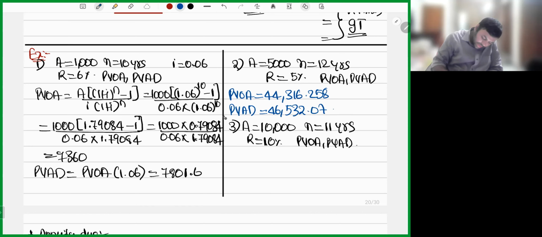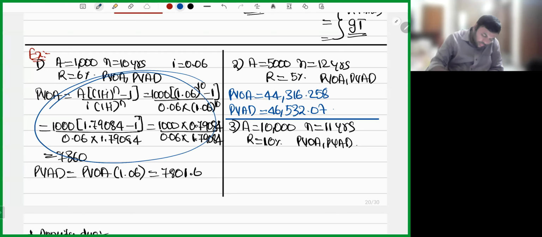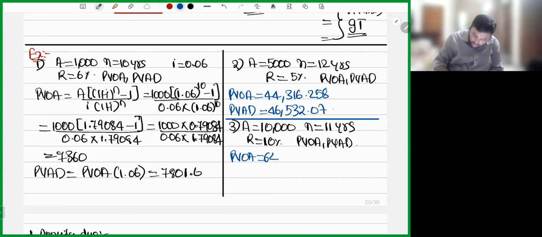If you got the exact answers, it's fine. If you got any approximate answer, 2-3 rupees difference, that's also fine. If you didn't get the answer, even that is fine, because I'll teach you how to do it in the calculator. That is more simple than this complicated process. Next, in the third one, present value of ordinary annuity is 64,950. Present value of annuity due is 71,445. Now, let me teach you the first, second, and third, all three, in the calculator.